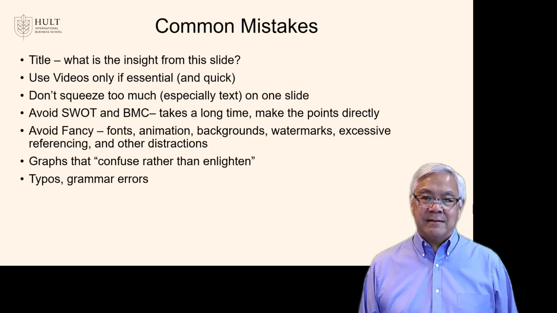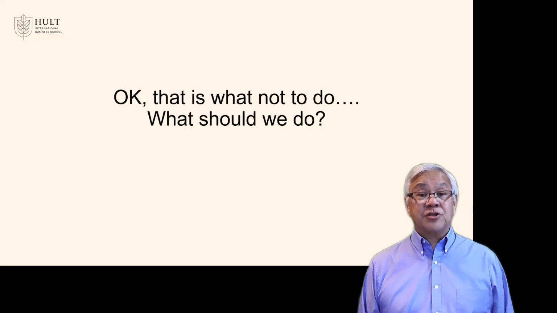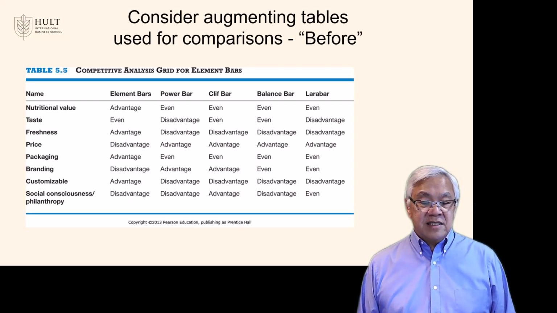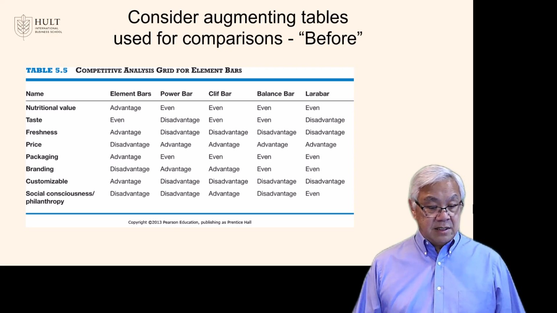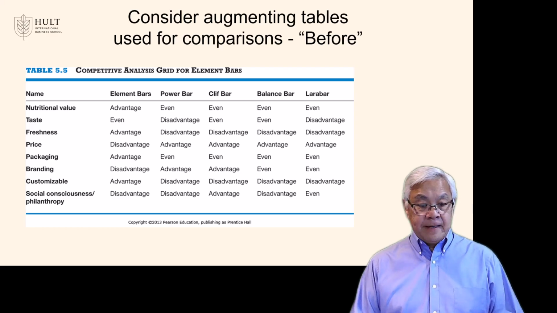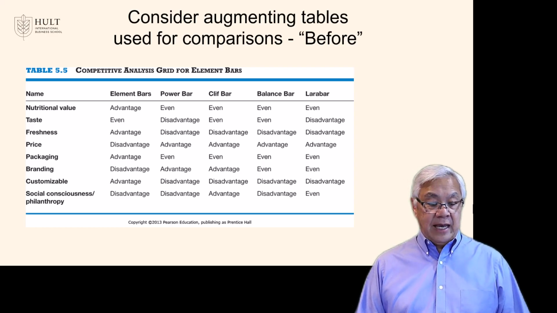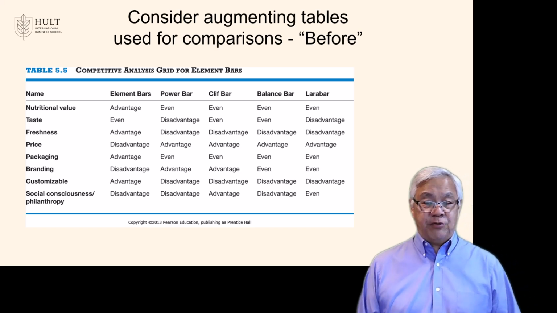But why do that? Make sure you edit. Okay, so that's what not to do. What should we do? Consider augmenting tables that we use for comparisons. This is a perfectly good set of information about comparing different energy bars and across different attributes. But this is pretty hard to deliver and understand the point of the slide.